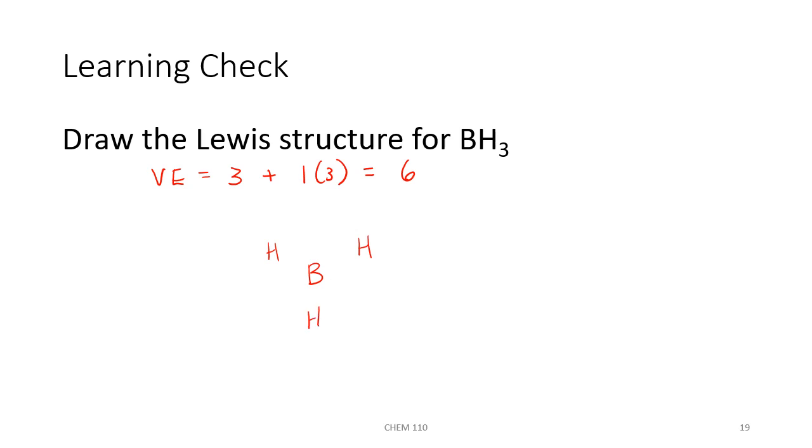And then we only have 6 electrons to place. So when we connect with single bonds, we use 2 electrons here, 2 electrons here, and 2 electrons here. So we've used up all 6 electrons just making our single bonds. This is the correct structure for BH3. Boron has that incomplete octet.